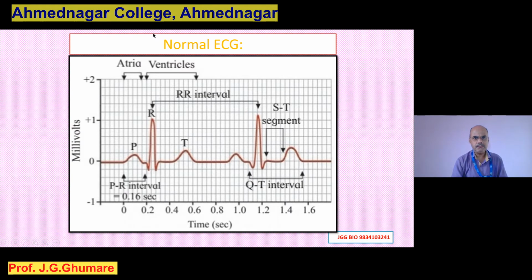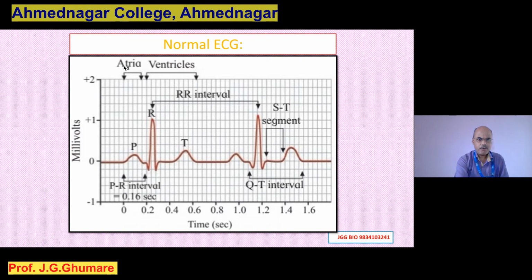An ECG will give you an idea about the one cardiac cycle. We already said one cardiac cycle is completed in 0.8 second. So here I am showing two cardiac cycles, 0.8 second plus 0.8 second. So this 0.8 second will give you an idea about the heart condition in one cardiac cycle.